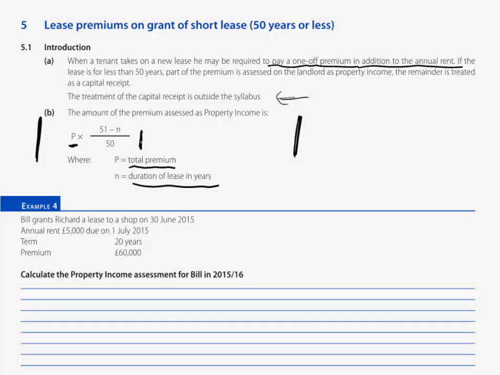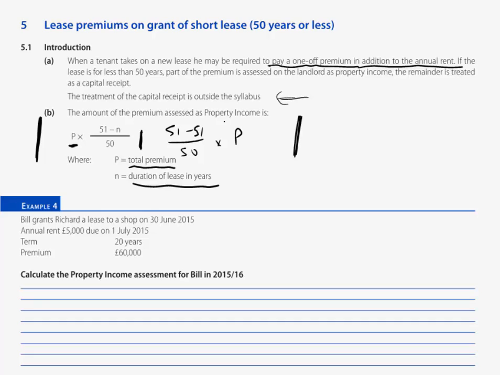Basically what that means is if you granted a 1-year lease, then this calculation would read 51 minus 1 over 50 times the premium. Now that would be all of the premium. The entirety of the premium would be treated as income if we were granting a 1-year lease, because that's exactly what it is. It is income. Whereas on the other hand, if we were to grant a 51-year lease, then you'd now have 51 minus 51, so 0.